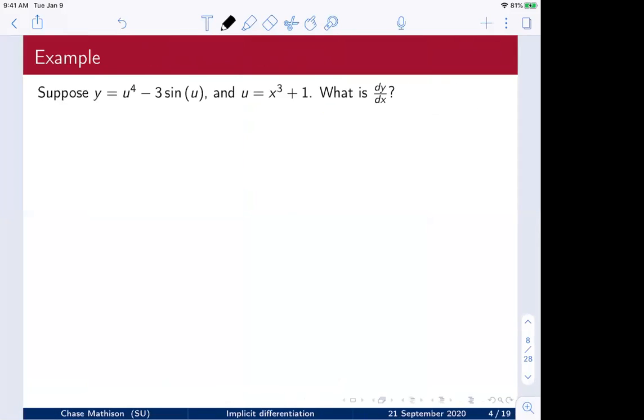So an example, this one's a little different than the examples I did last week, but it's still the same idea. Suppose y is this function, u to the fourth minus 3 times the sine of u, and u is x cubed plus 1. Then what is dy/dx?